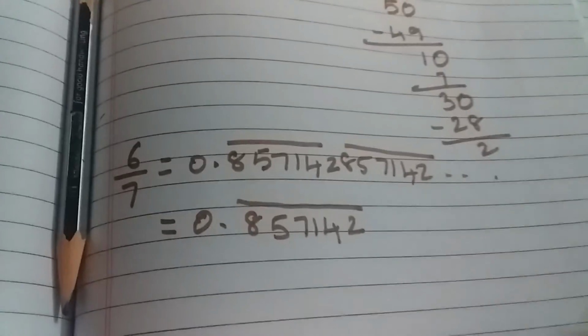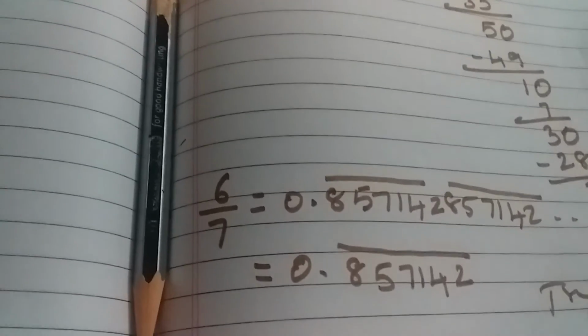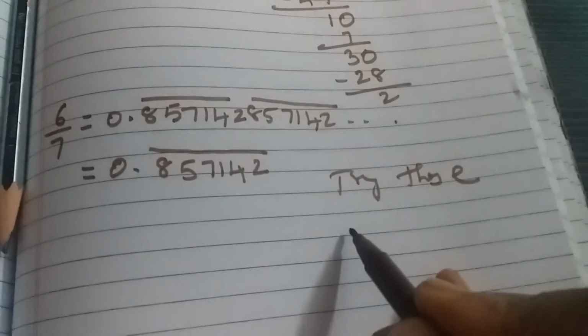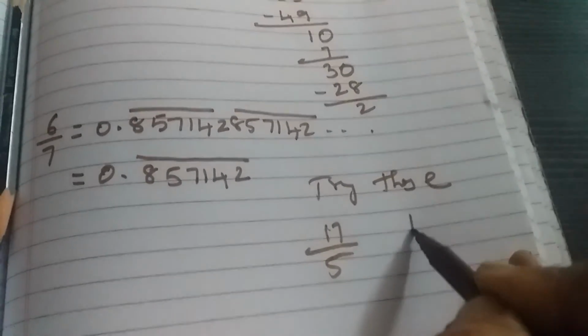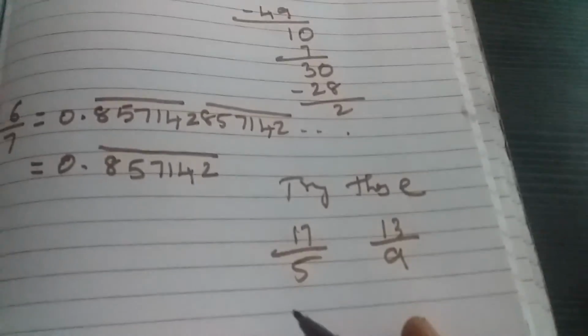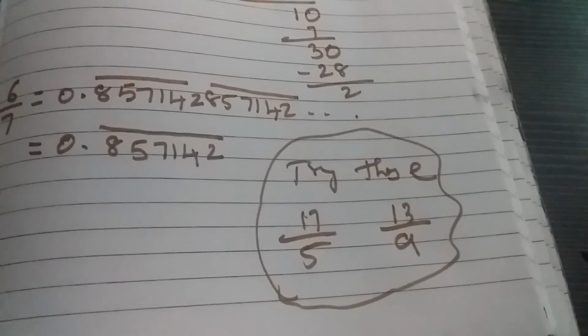So you try these sums now and check whether they are terminating or non-terminating: 17 by 5 and 13 by 9. Take these two as your homework and check these sums. Check for terminating or non-terminating.